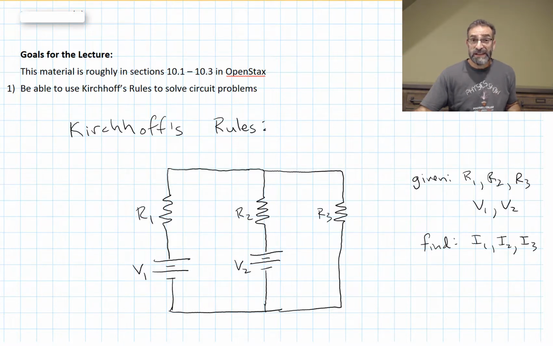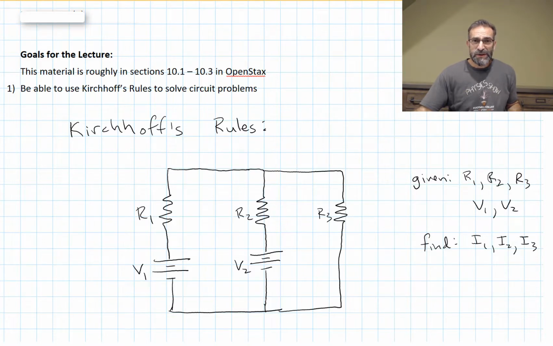So if we were given the resistor values for R1, R2, and R3, and the battery voltages V1 and V2, and we wanted to find the current in every branch of the circuit, so the current through resistor 1, the current through resistor 2, and the current through resistor 3, we would do that with Kirchhoff's rules.